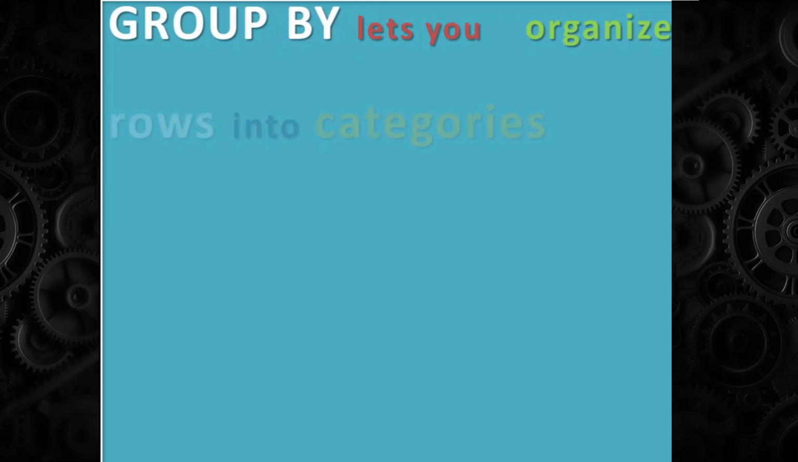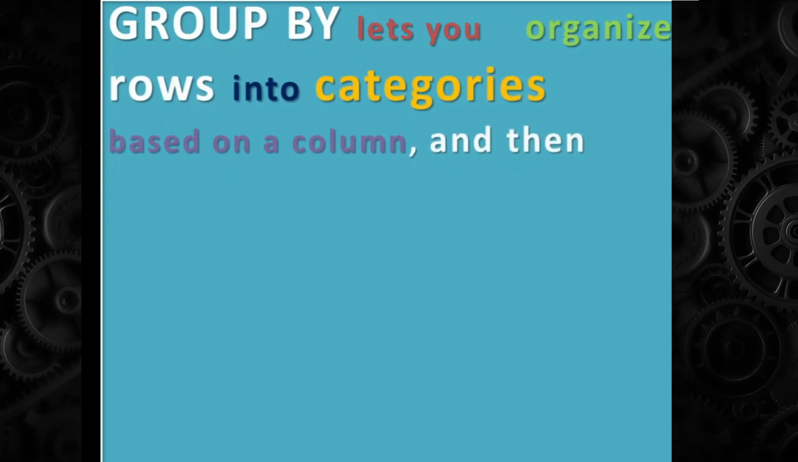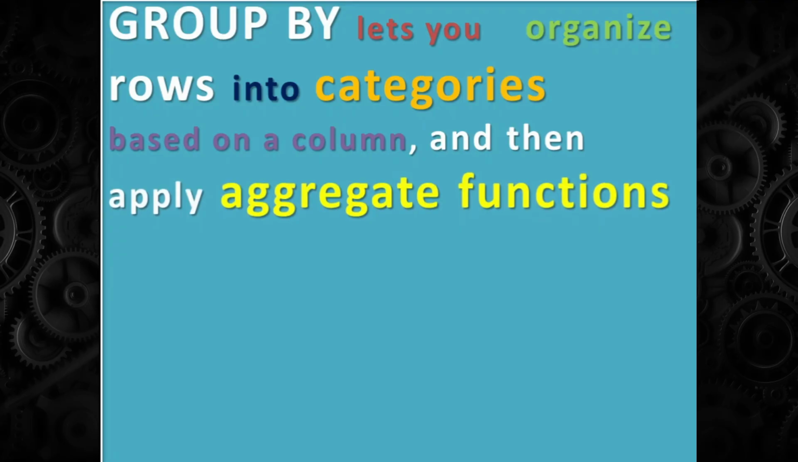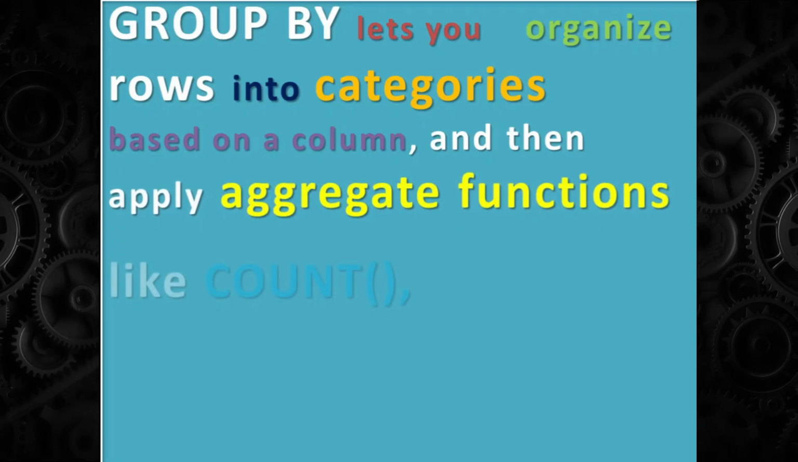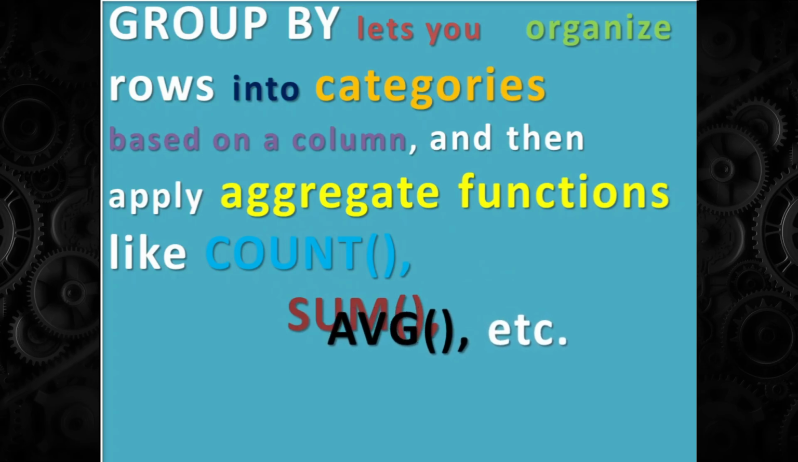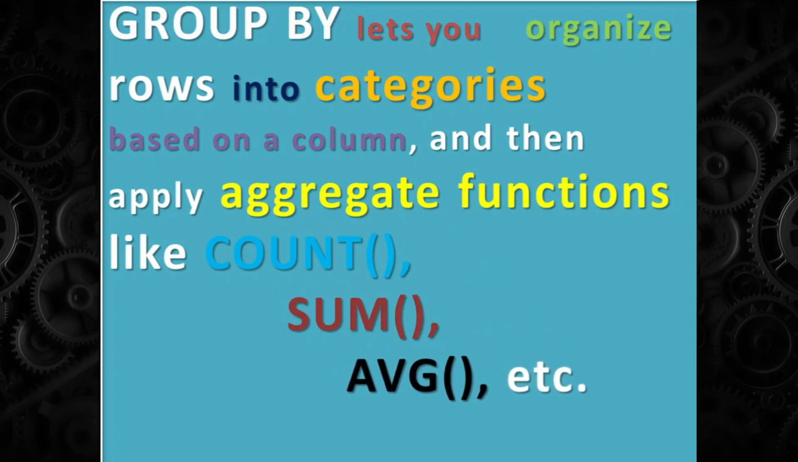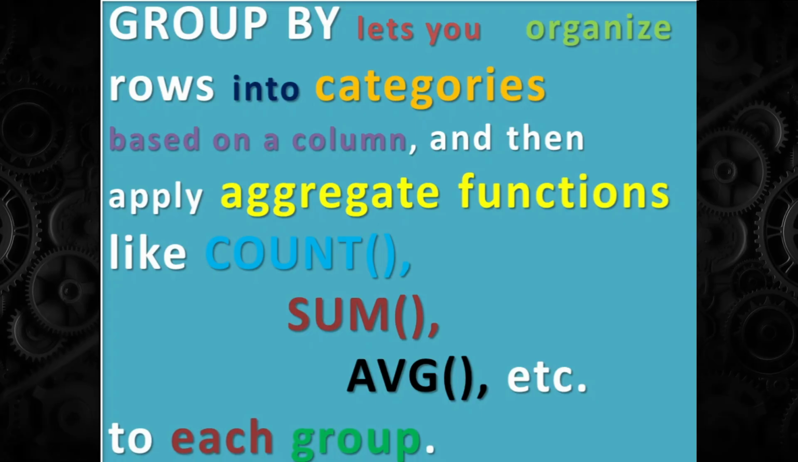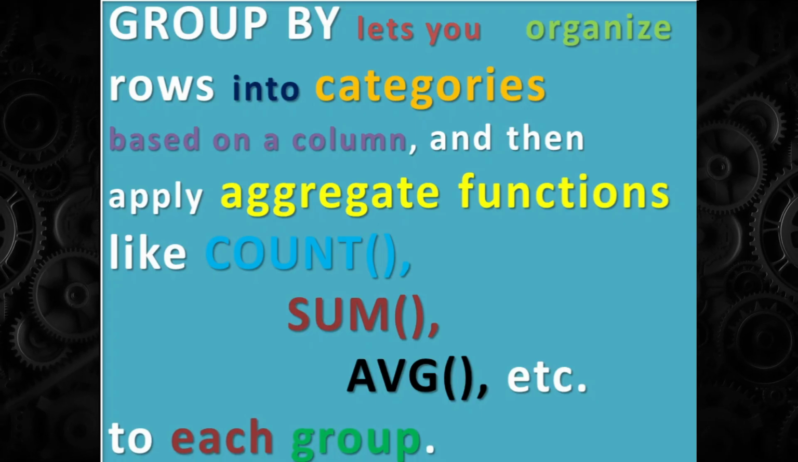Group by lets you organize rows into categories based on a column or a combination of columns, and then we apply aggregate functions like count, sum, or average, and so on. And this is applied to each group inside our data set.